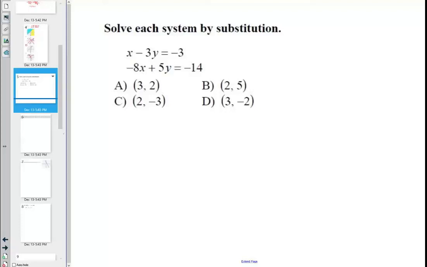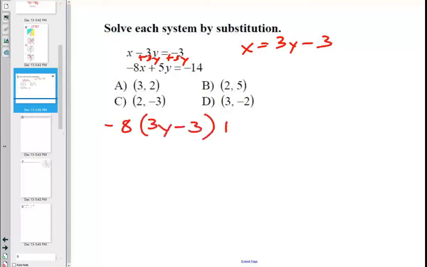What would be the best variable to probably solve for here? Variable, letter. Okay, but which x? I see two different x's. The top x, because that one has a 1 in front. So I'm going to go plus 3y and plus 3y. So I get that the top x is equal to 3y minus 3. So now I can substitute and say -8 times 3y minus 3, plus 5y, is equal to -14. How has substitution helped me? What have I accomplished due to the fact that I substituted? Now there's only one variable, so I can solve.